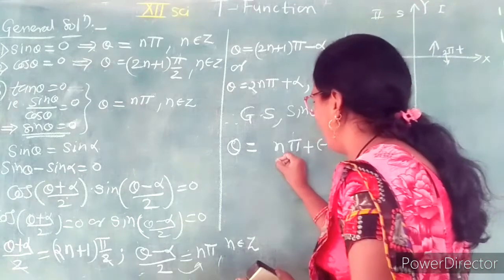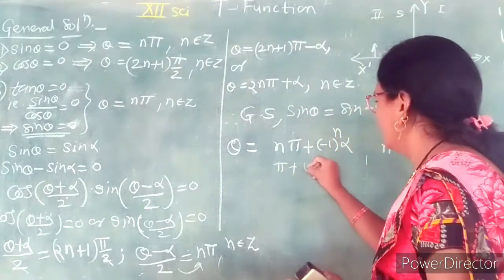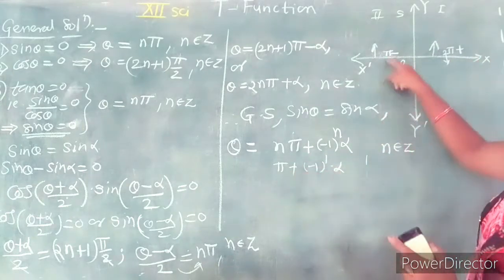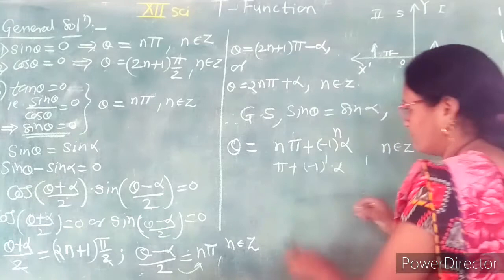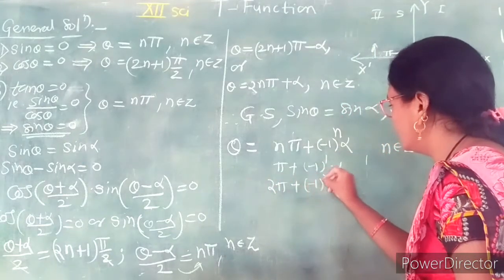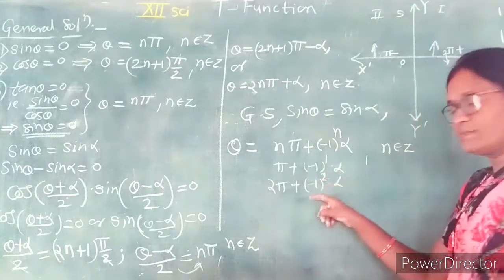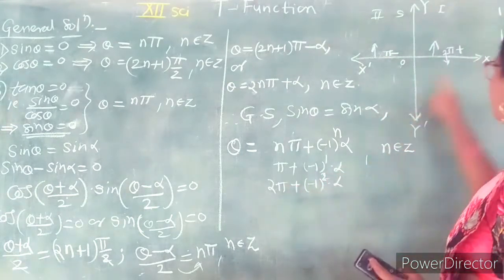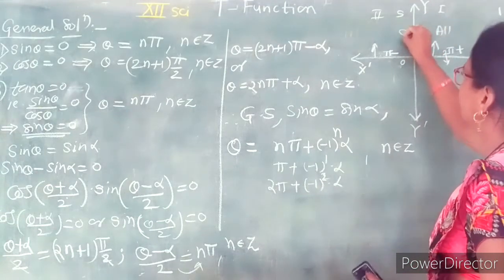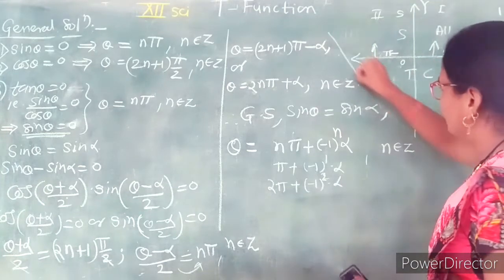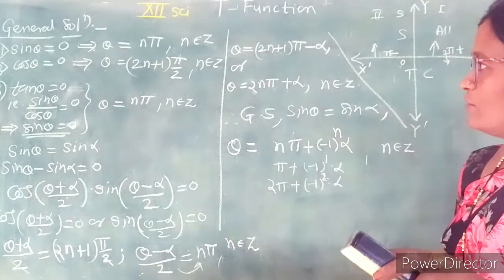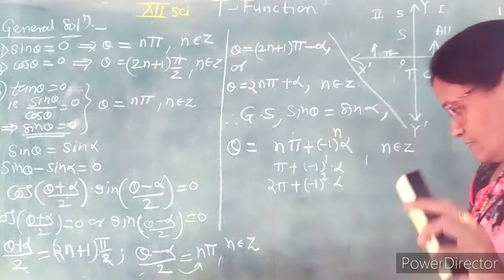Now we take n as odd, means you get pi plus minus 1 raised to 1 times alpha. So what is the calculation for this? Pi minus alpha. Suppose you take n equal to 2. So you take 2 pi plus minus 1 raised to 2, that is plus. So you get 2 pi plus alpha. So by using our general rule, all STC, you find the solution easily. By using the rule of all STC, we find the solution of the trigonometric equation sin theta equal to sin alpha.